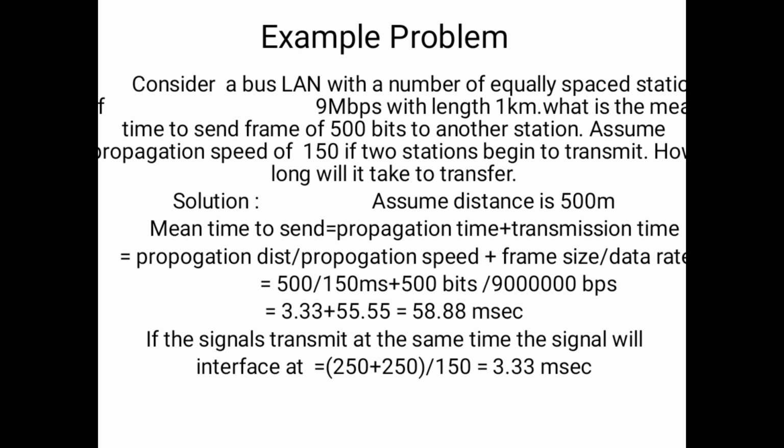Then the signals transmitted at the same time will interfere at 250 plus 250 divided by 150. What is 250 plus 250? It is the total distance. From station A to station B is 250, and from station B again to station A is 250. Totally 500 meters. That is the total distance, both from A to B and B to A, divided by 150, the propagation speed. Thus we get 3.33 milliseconds as the total time for the signal to transmit in the channel.